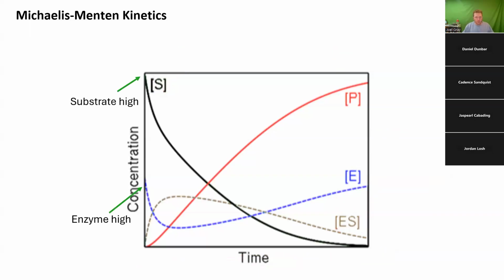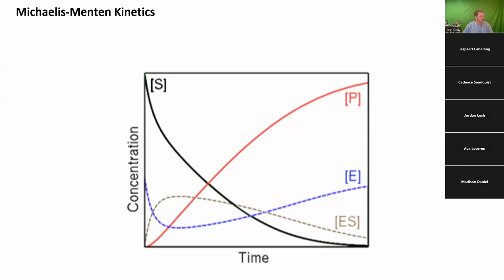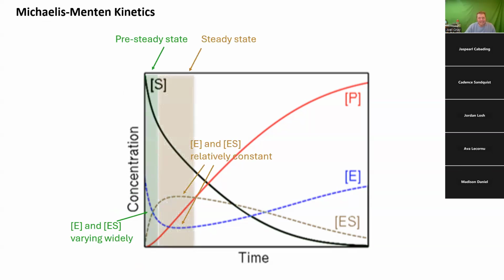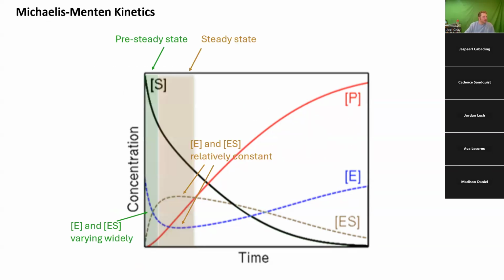When it comes to studying an enzyme, what we are interested in, and this is my last slide, is what is known as the steady state, where our enzyme concentration and enzyme substrate concentrations remain relatively constant. That is the window in which we're going to work. Now, that is where I'm going to stop.